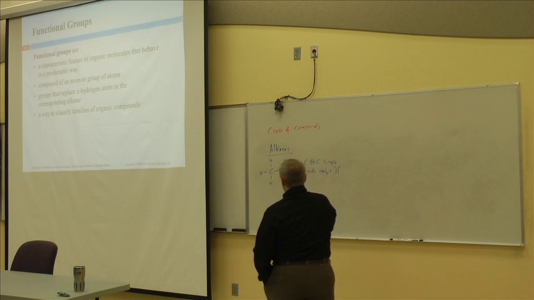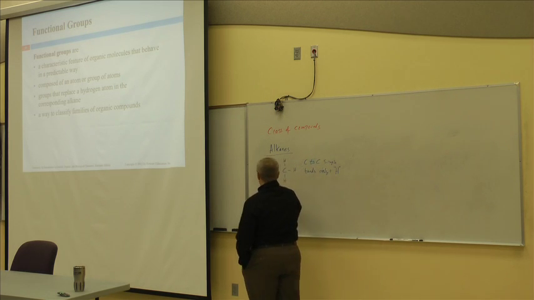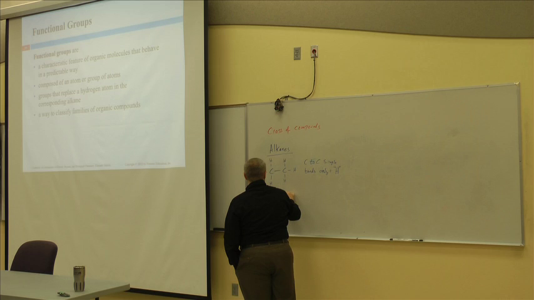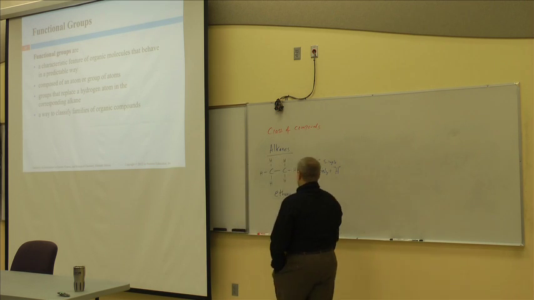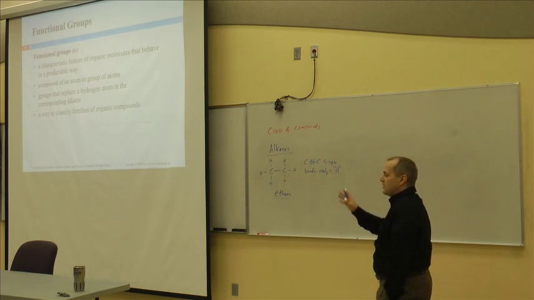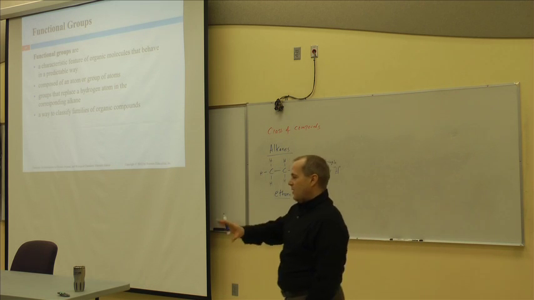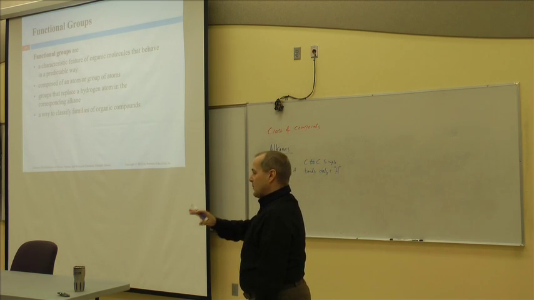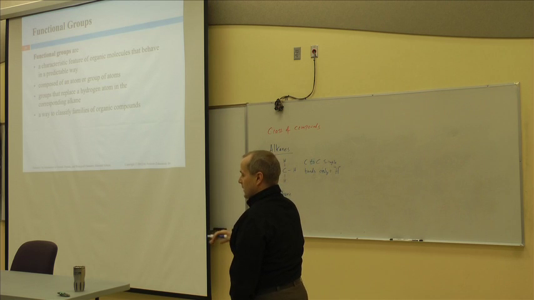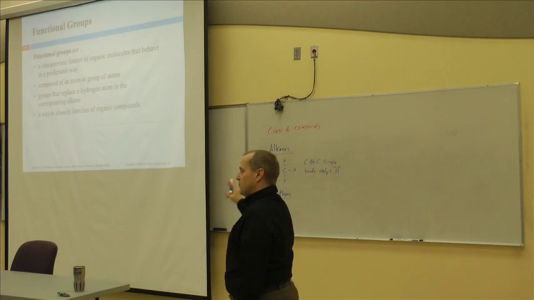Those are alkanes. So this is an example of an alkane. That's ethane, as you guys already know. That's a class of compounds, the alkanes. Only carbon and only hydrogen, and only carbon-carbon single bonds.